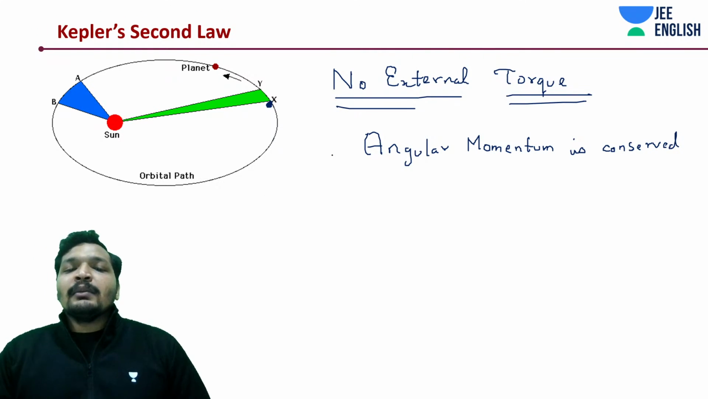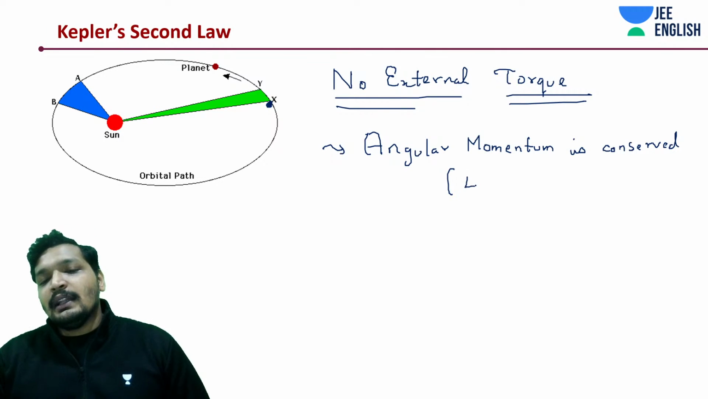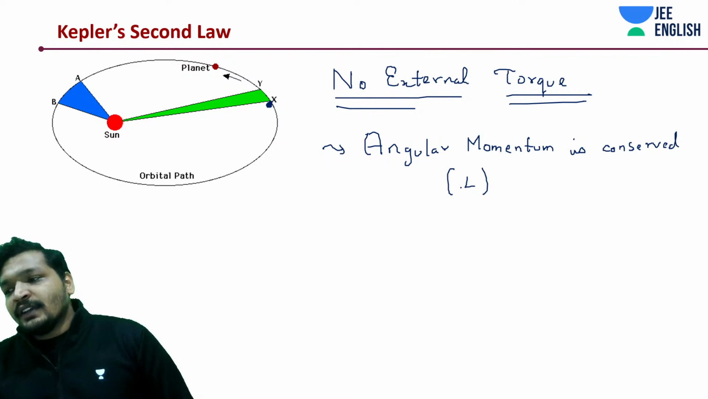Okay, angular momentum is conserved. We generally indicate this with an L. It's a very easy concept.